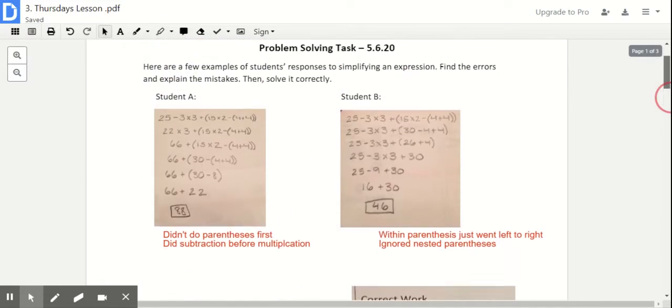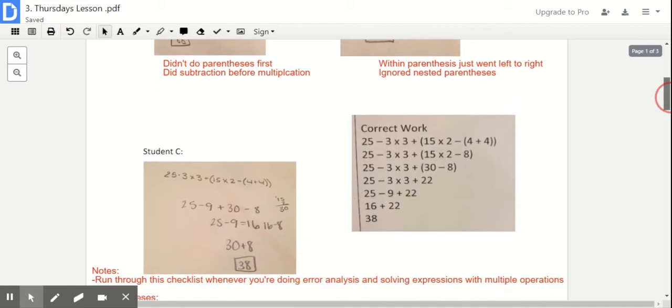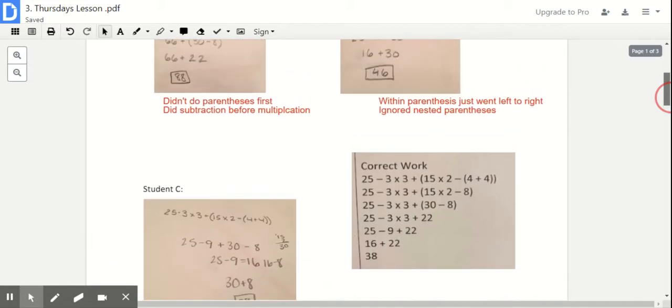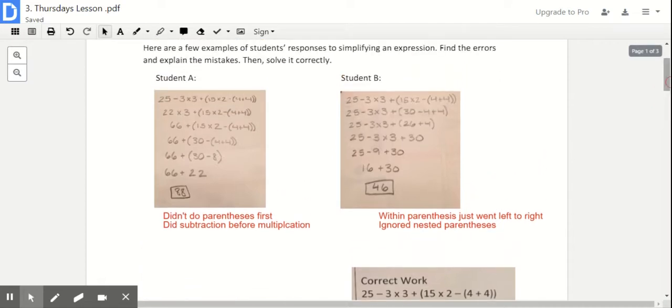Now, let's look at sample A and B to figure out how and why they didn't get to 38 as their answer and why their work doesn't look like my work too. So sample A, student A. For their first step, what did this person do? Correct. This person just did 25 minus 3. Then brought down the 3 again. Then the person did 22 times 3. So right now, as you can see, they're working from left to right.